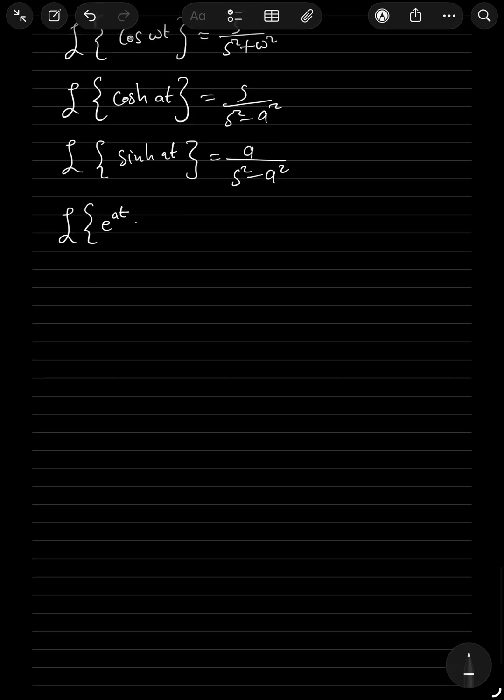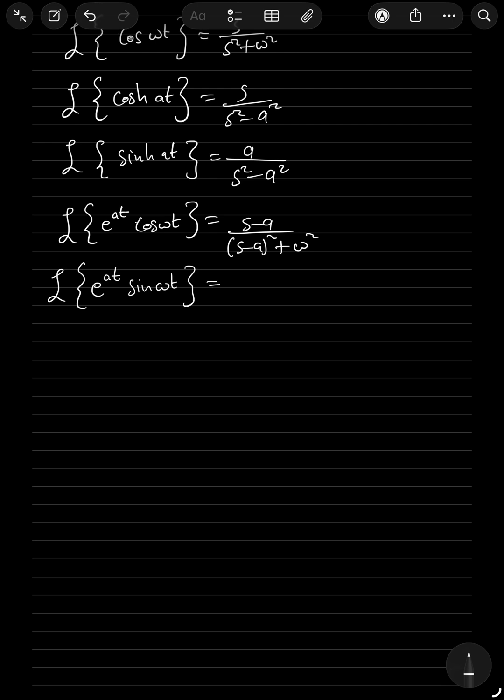So if you have e to the at cos omega t, this is going to be s minus a over s minus a squared plus omega squared. So the Laplace transform of e to the at sine omega t is going to be omega over s minus a squared plus omega squared.